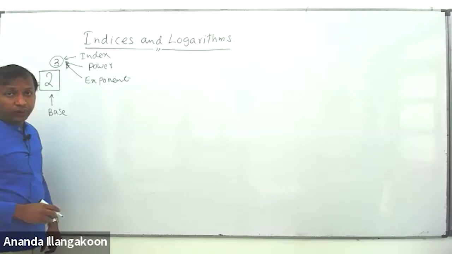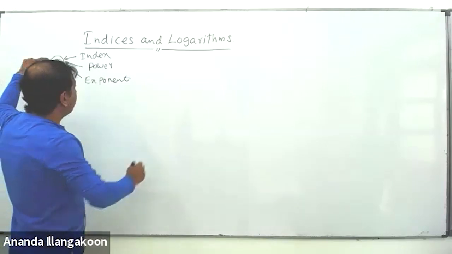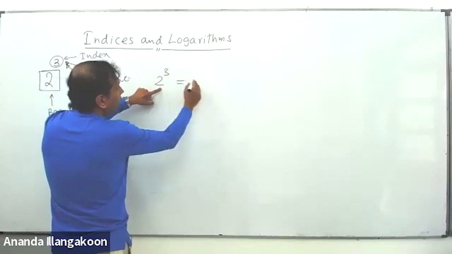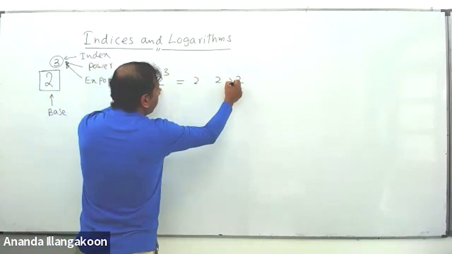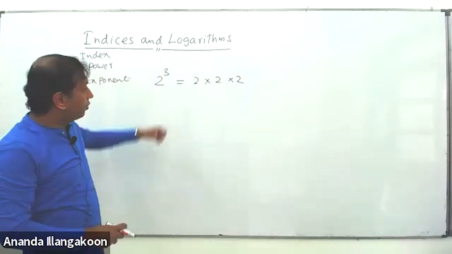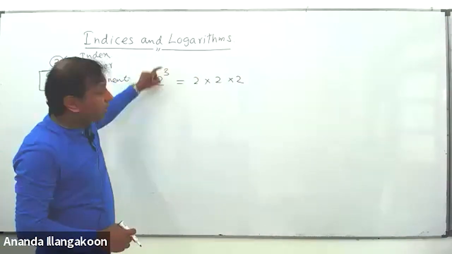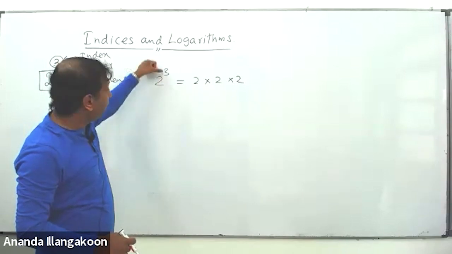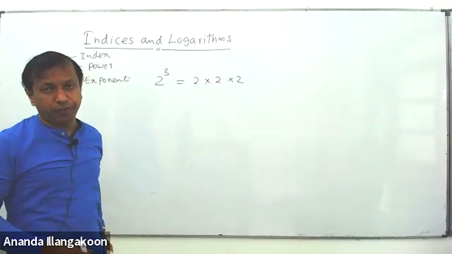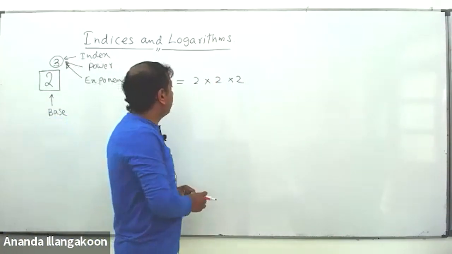The meaning of 2 to the power 3, people, is that this base should be written 3 times and multiplied. That's the meaning. This 3, the power, says this base should be written this number of times on the right hand side and multiplied. Then 2 into 2 into 2 is 8.